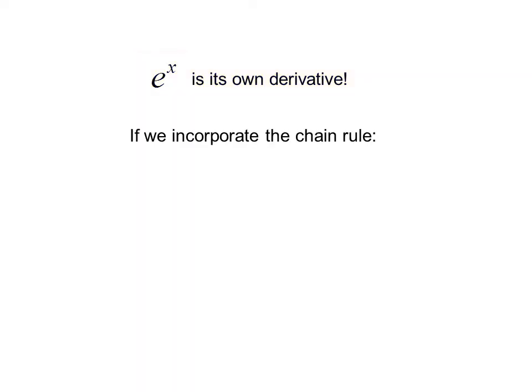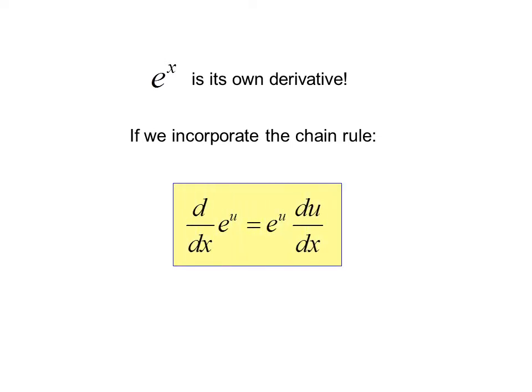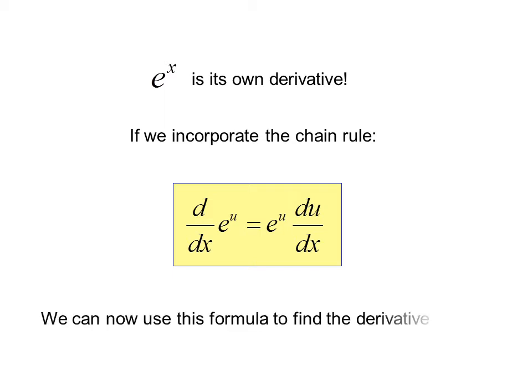If we incorporate the chain rule, we get d dx e to the u equals e to the u du dx. We can now use this formula to find the derivative of a to the x. But before we go on, I should just mention that this is pretty much every calculus student's favorite formula, because when we see the derivative of e to the x, it is super easy. It's just e to the x.